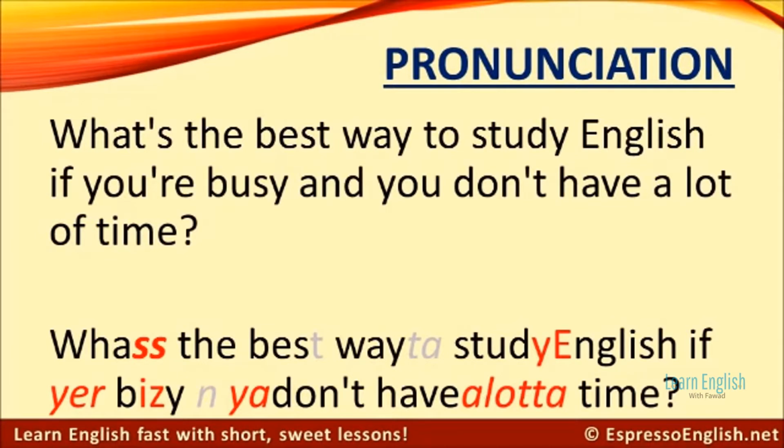You can see that we don't say what's. It sounds more like was. What's the best way? And the T at the end of best also kind of disappears. What's the best way to study English? You can see that the word to becomes ta, and it's just barely pronounced at the end of way. What's the best way to study English?